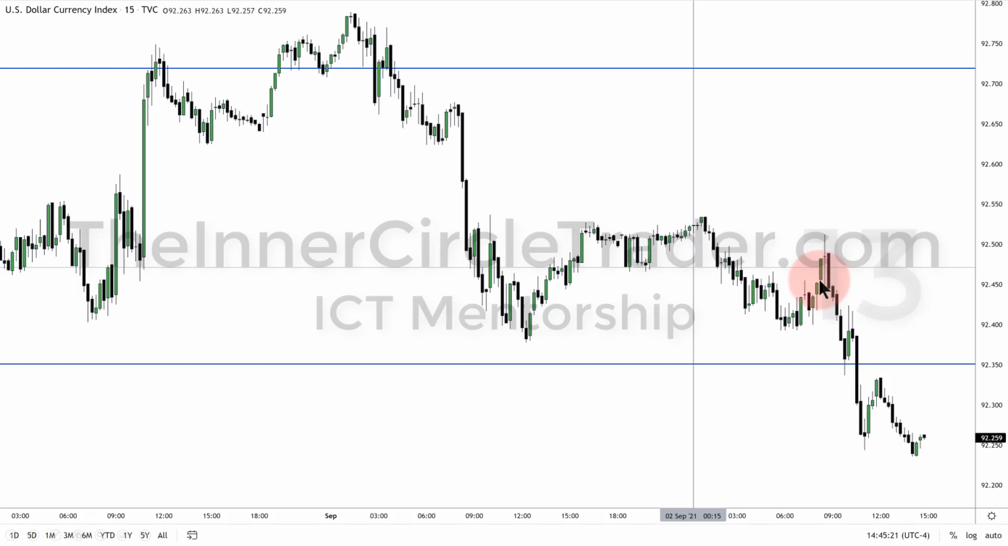Change in the state of delivery, the opening price here, down to this low. You get optimal trade entry with the fair value gap, New York session sell-off. Institutional order flow entry drill here, and attacks the low again. So overall, nice little delivery on sell side today on dollar index.